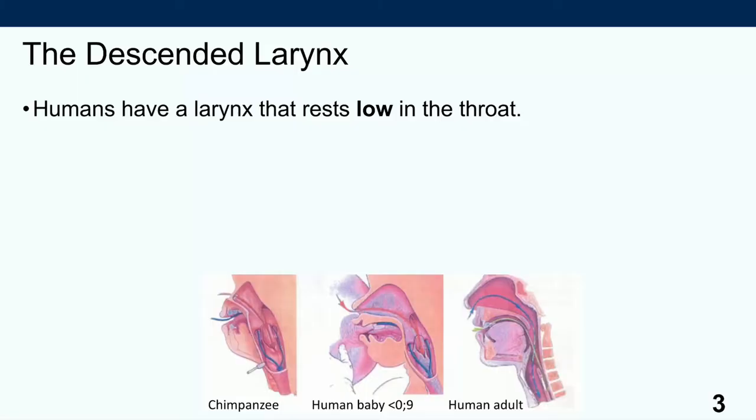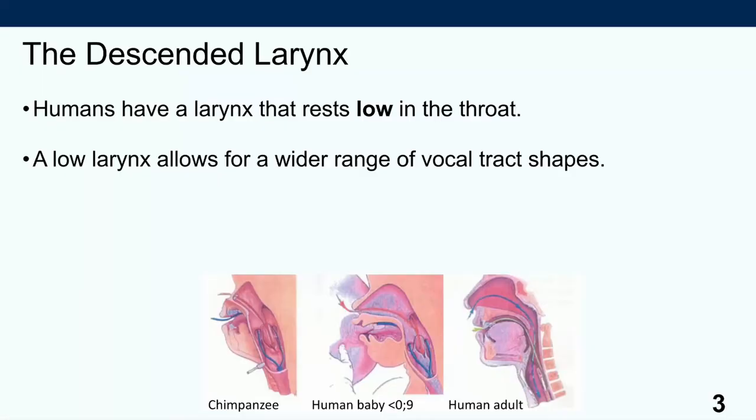So of course, the descended larynx is one of the features that you will probably have known about before, and is one of the really important features and one of the features that is very illustrative of how much language means and how much humans have to sacrifice to have language, or to have speech rather. So in humans, the larynx rests low in the throat, and having the larynx rest low in the throat allows us to have more vocal tract shape.